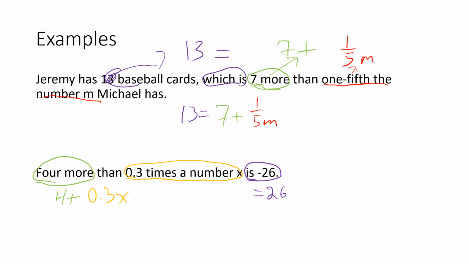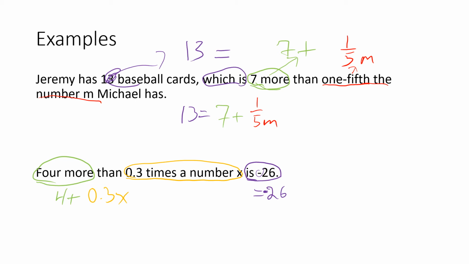Okay, looks like we have everything. We have 4 more, we have 0.3 times number x, is -26. So our two-step equation looks something like, oh, that should be a -26. I didn't write that there. I just saw that. So we can write it like that.